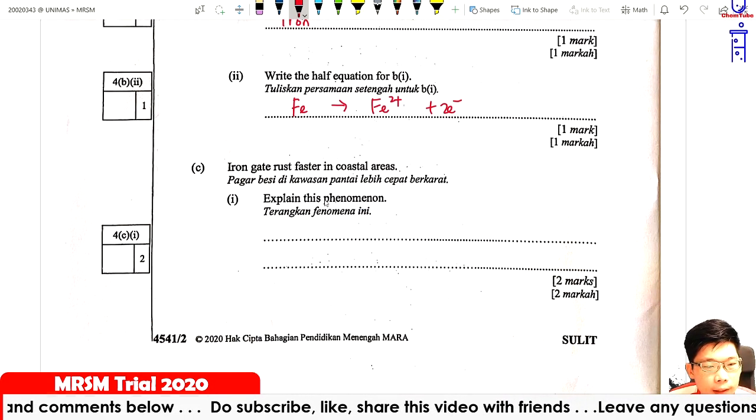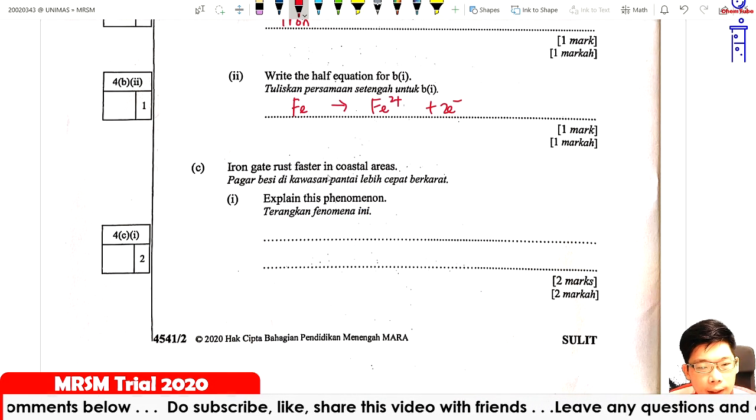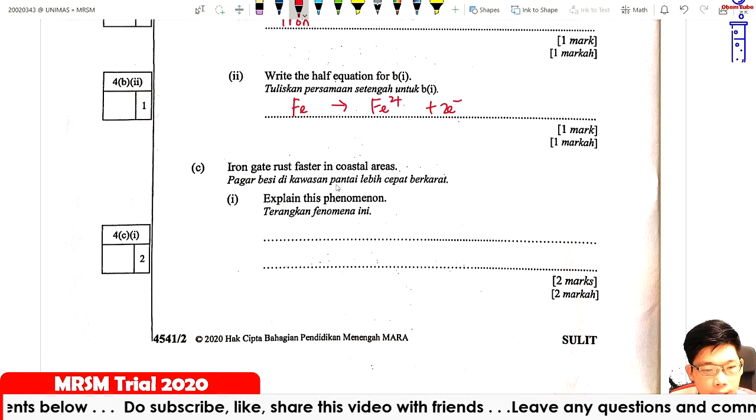So iron gate rusts faster in the coastal areas.